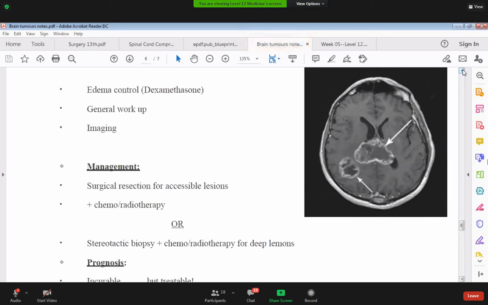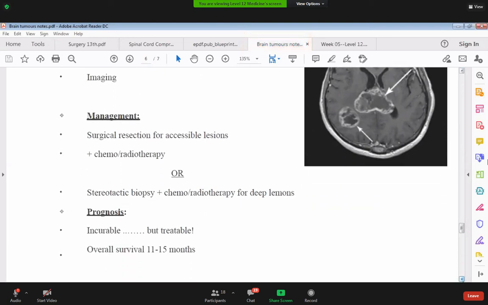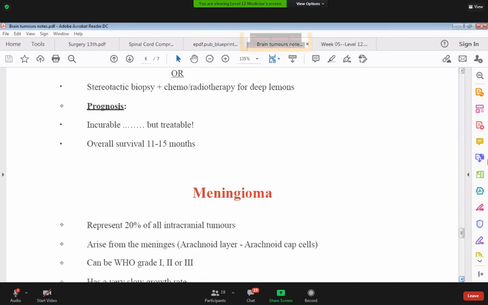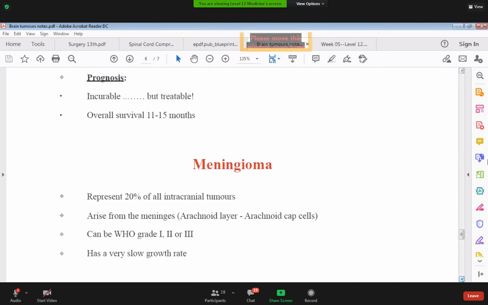If you cannot take out the tumor by resecting, as the tumor is in an inaccessible area, still we can go for stereotactic biopsy. We can get the histological grading of that lesion, and then we can advise chemoradiotherapy for those deep lesions. Prognosis is that it is incurable as such, but treatable, and overall survival is about 11 to 15 months.